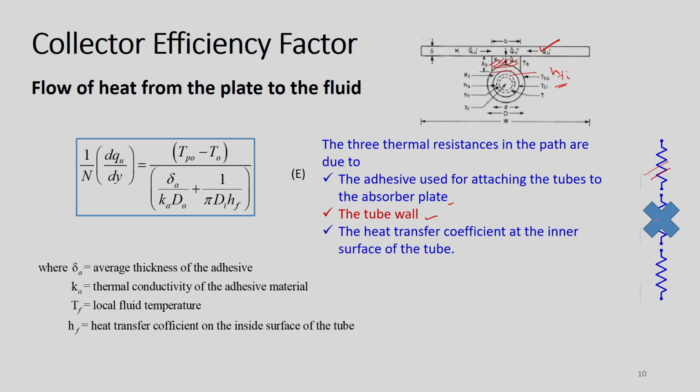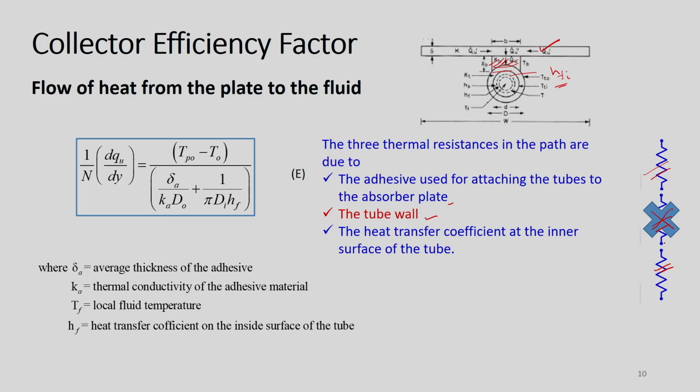This can be represented by this resistance line. Since the material of construction of this tube is copper, it offers very little resistance to the heat flow, so it is not considered in the present derivation. If we do not consider this and only these two are considered, then our expression will be something like this: 1 by n dq_u by dy is something like (T_po minus T_f) over these two resistances. One is for the adhesive used, and the second one is for the heat transfer coefficient at the inner surface of the tube. Delta is the average thickness of the adhesive, k is the thermal conductivity of the adhesive material, T_f is the local fluid temperature, and h_f is the heat transfer coefficient on the inside surface of the tube.